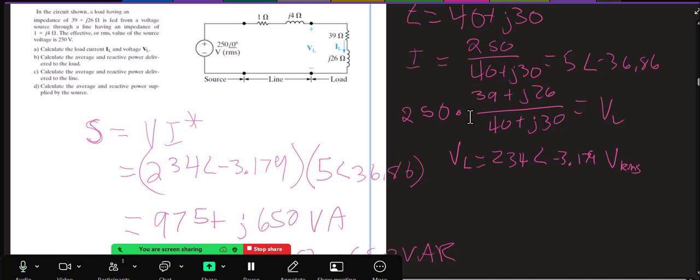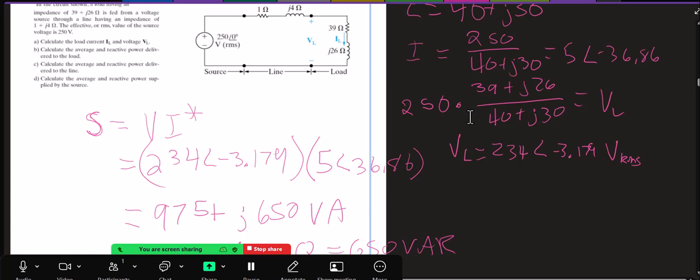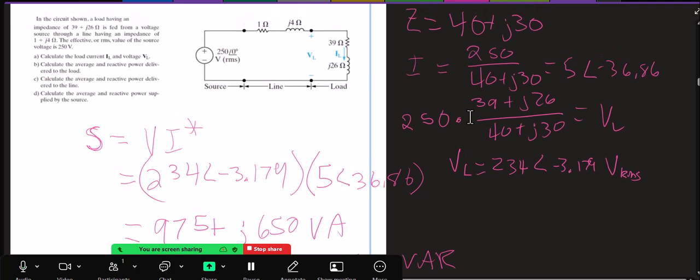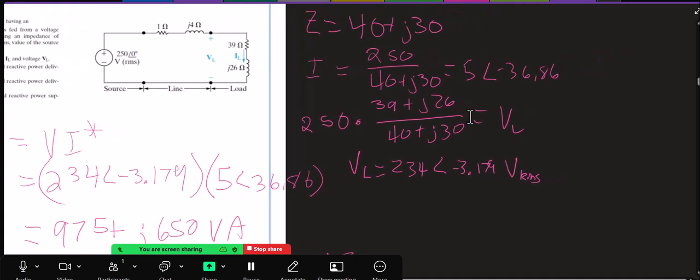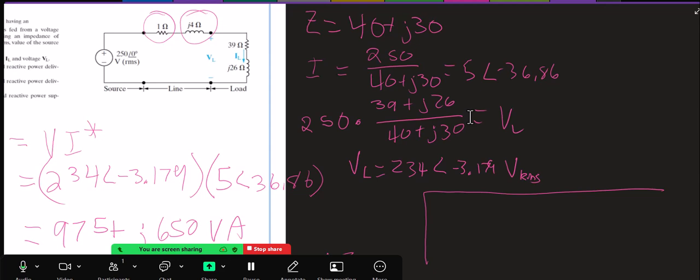But I will do part C differently just to show you a different way to do it. So part C says find the average and reactive power delivered to the line. So if I look at the line, I have my resistance and I have my inductance. So my average power is going to only involve the resistance, and my reactive power is only going to involve the inductance.